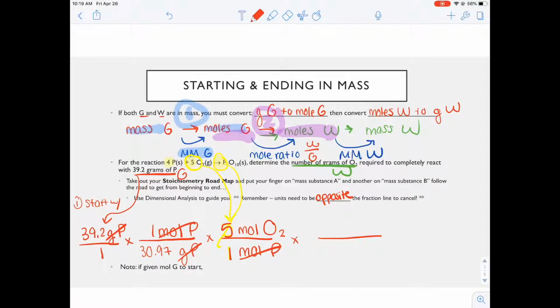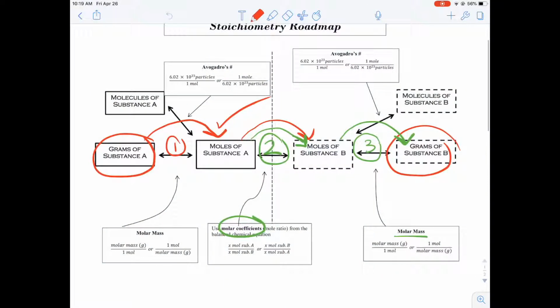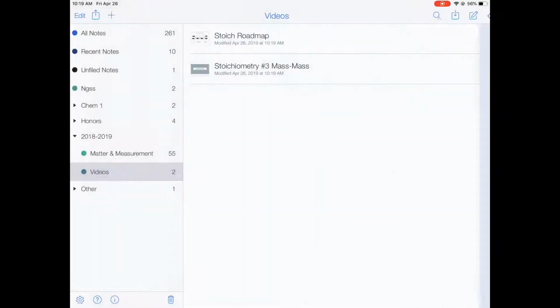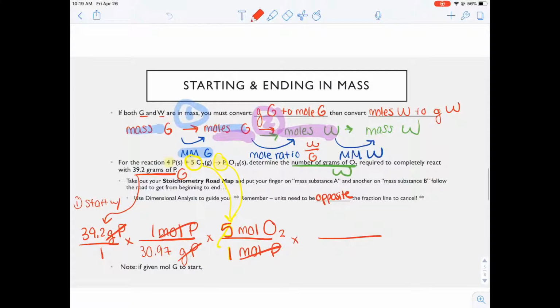And what we're doing this time is we've gone successfully to moles of substance B. Now we need to go from substance B moles to grams. So we're going to use molar mass again, but on the different substance this time. Moles of oxygen need to go on the bottom because they'll need to cancel out, right? Molar mass is always 1 mole of oxygen.